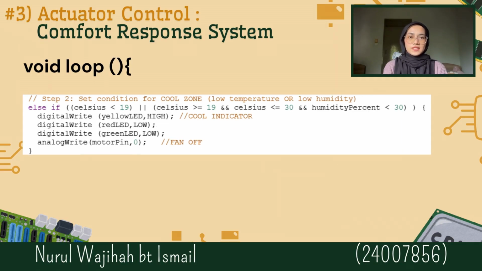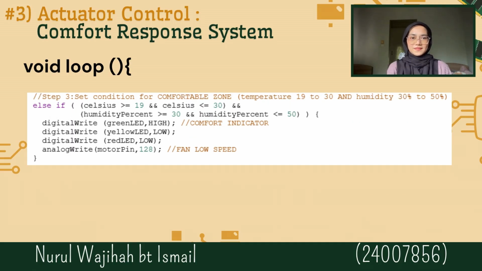For the cool zone, it is when the temperature is less than 19 degrees Celsius or when the temperature is between 19 and 30 degrees Celsius, but the humidity is less than 30%. In this condition, the yellow LED is turned on and the fan is turned off. Lastly, for the comfortable zone, when the temperature is between 19 and 30 degrees Celsius and the humidity is between 30 and 50%, the green LED is turned on and the fan runs at low speed.